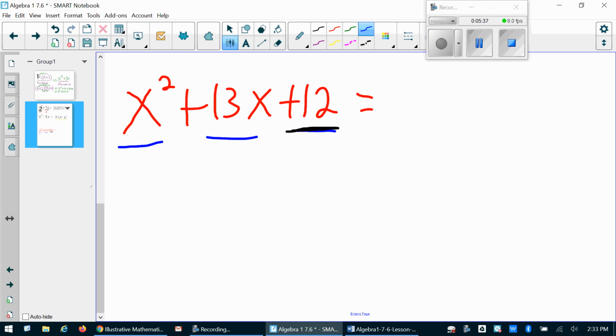We're going to find two numbers that multiply to give us 12, but also add to give us 13. So what that requires us to do is write the factors of 12. I'm going to do that down here.